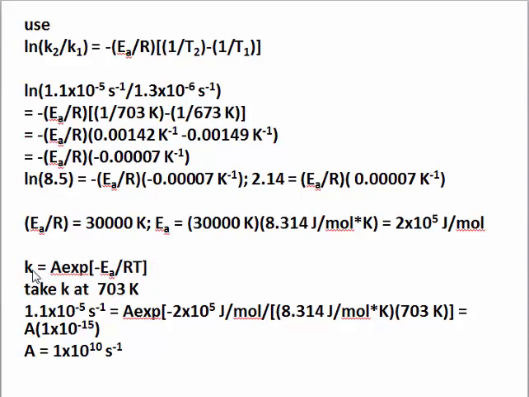Here we have the Arrhenius equation. Take our k at 703 Kelvin, which we have as 1.1 times 10 to the negative 5 reciprocal seconds. Insert the activation energy we now know. Divide that by gas constant R, 8.314, times our temperature, 703 Kelvin. You should obtain a number of around 1 times 10 to the negative 15. When you solve for A, it is around 1 times 10 to the 10 reciprocal seconds.